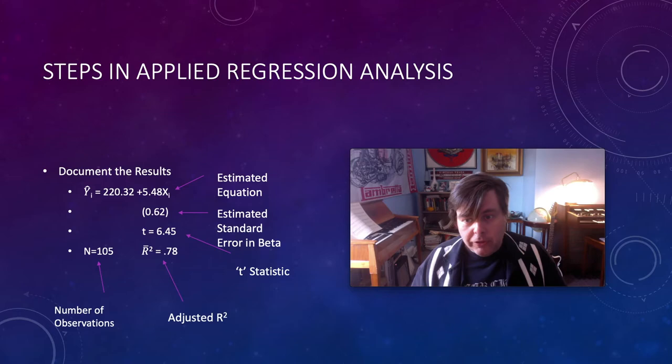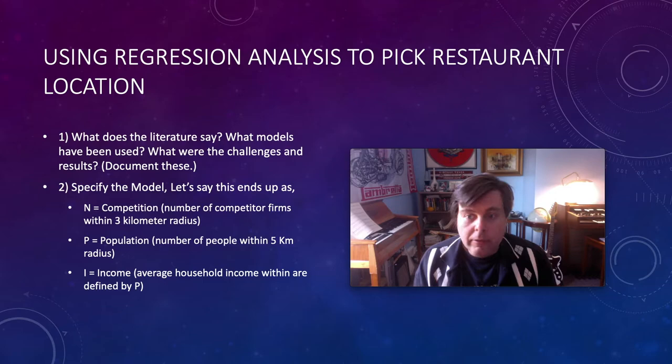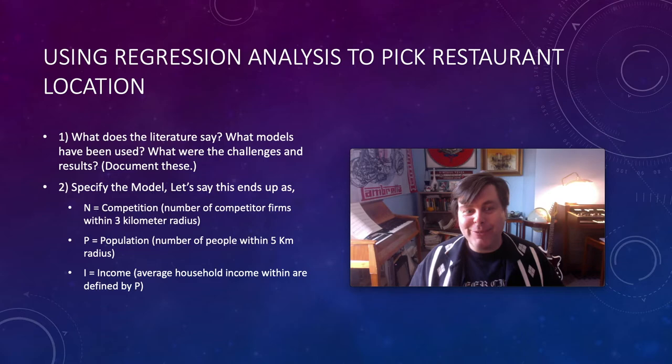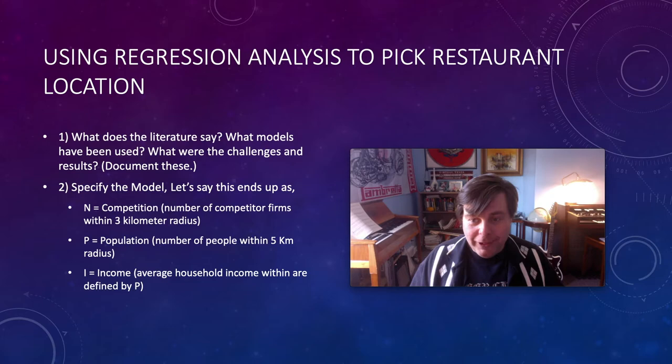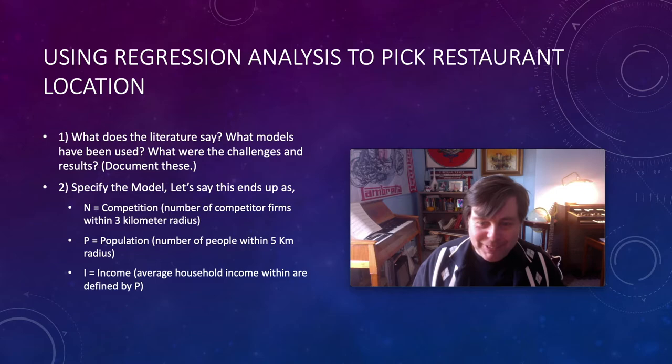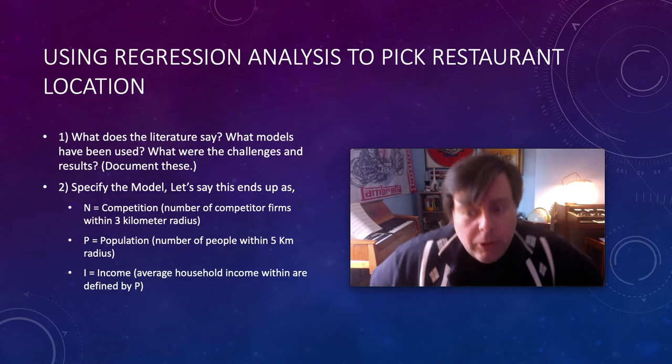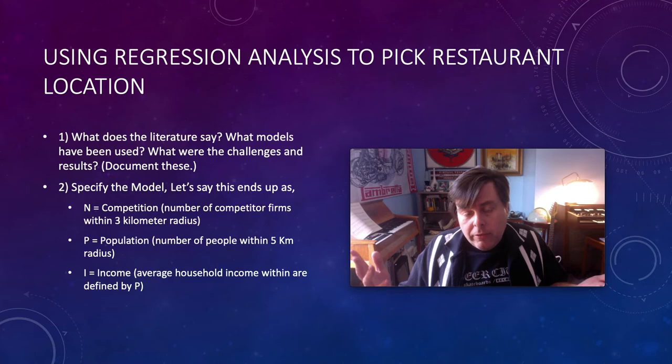Having done all that, let's play through this, right? Okay, so we're going to use regression analysis to pick a restaurant location. So where should we put our restaurant? All right, well, what does the literature say about where you should put restaurants, right? Is the literature like, hey, always put your restaurant in the middle of a lake? I'm just being silly to keep myself entertained right now, right? But for sure there's a literature on sound and unsound practices for restaurant location. There's probably a bunch of empirical work that's been done to figure out whether that's right or not. What does that have to say, right?